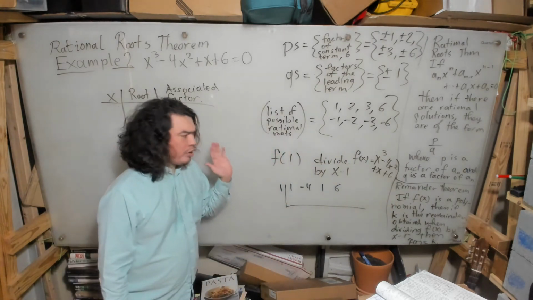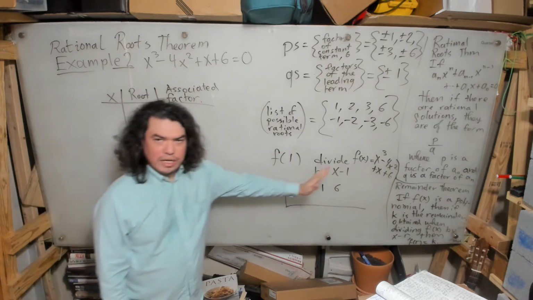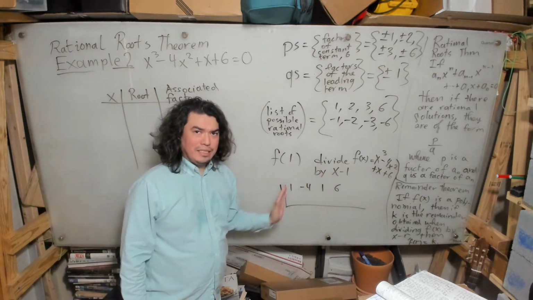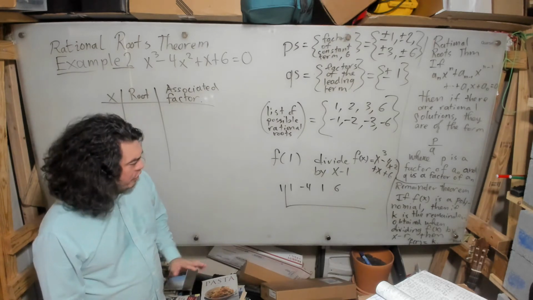So all the powers of x in the polynomial are represented, so we don't have to put in any zeros as placeholders. So now let us perform the synthetic division.